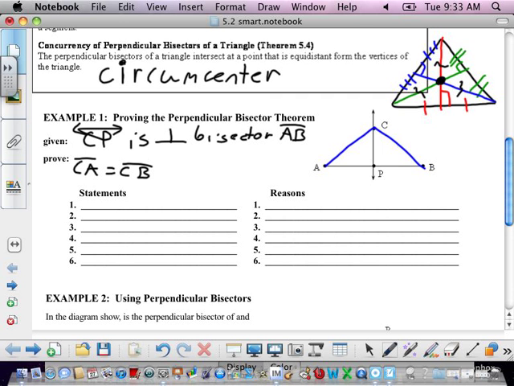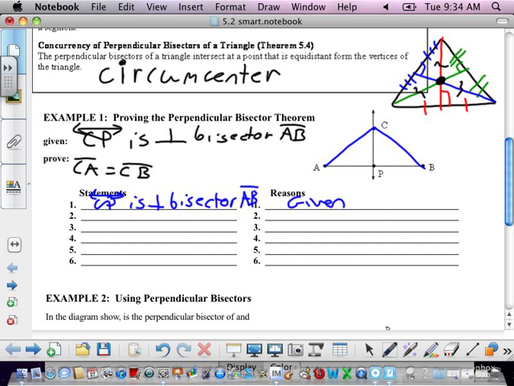Okay. So let's write down, the first thing we should always write down is the given. CP is perpendicular bisector AB. Keyshawn, what's the reason? Thank you. Okay. What do we know about perpendicular bisectors? It's bisecting AB. What do we know about bisectors? It cuts it in what?